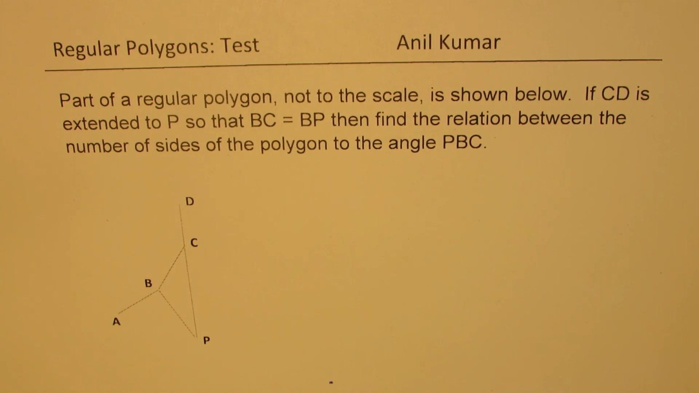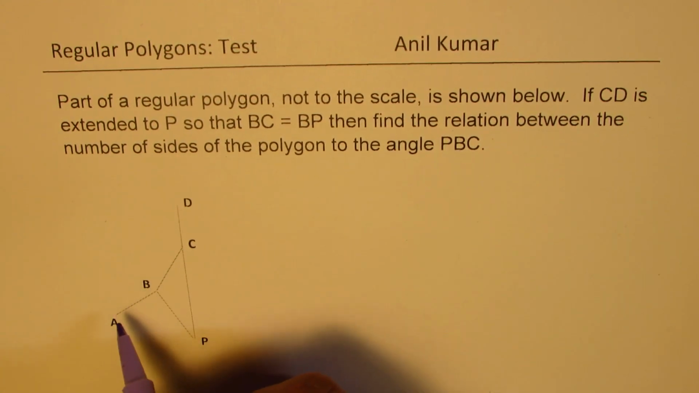The question here is, part of a regular polygon not to this scale is shown below. If CD is extended to P so that BP equals BC, then find the relation between the number of sides of the polygon to the angle PBC.